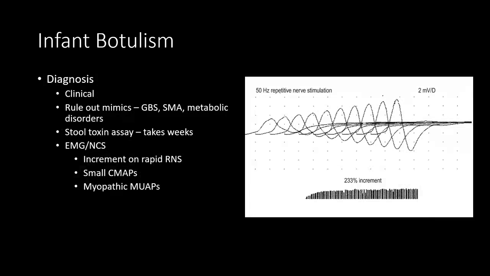EMG nerve conduction study can be very helpful in ruling out some of these mimics, and then also can actually show, as opposed to the decrement that we just talked about on repetitive nerve stimulation, an increment when you do 50 hertz repetitive nerve stimulation. This is due to sort of just flooding the motor neuron end plate with calcium from repetitive stimulation, which finally just sort of forces some acetylcholine out into the neuromuscular junction.